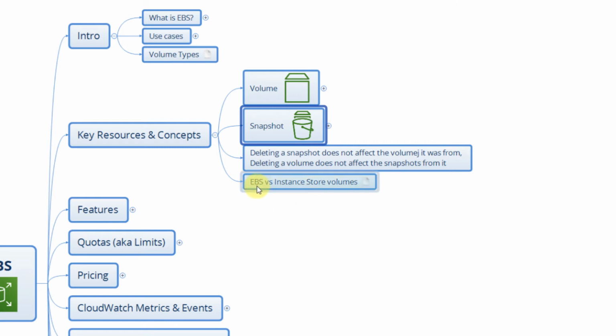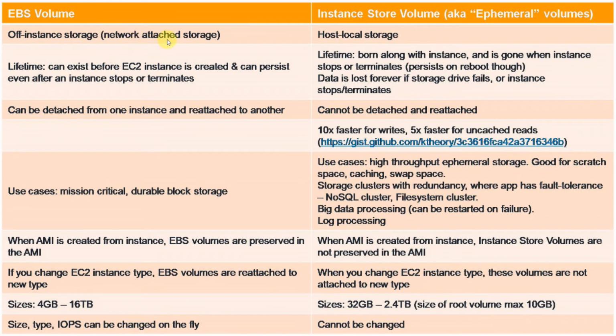Now let's take a quick look at the two kinds of volumes you can use with an EC2 instance: EBS volumes and instance store volumes. An EBS volume is network attached storage. An instance store volume is host local storage. By the way, instance store volumes are also known as ephemeral volumes, and you will quickly see why. Now, an EBS volume can exist before an EC2 instance is created, and it can persist after an instance stops or terminates. In other words, the EBS volume lifecycle is independent of the EC2 instance lifecycle.